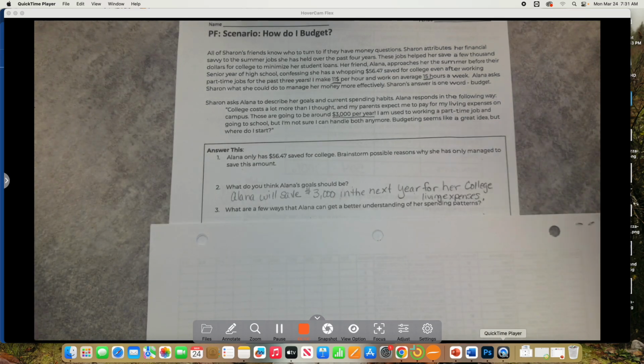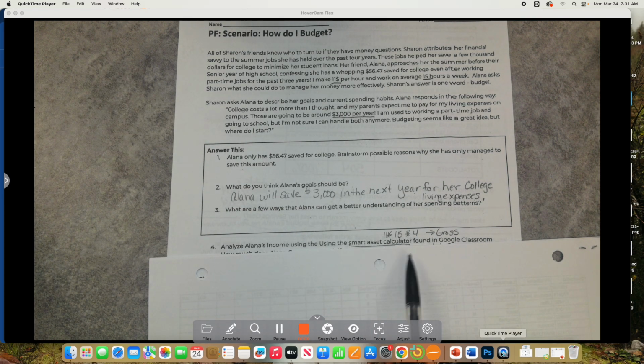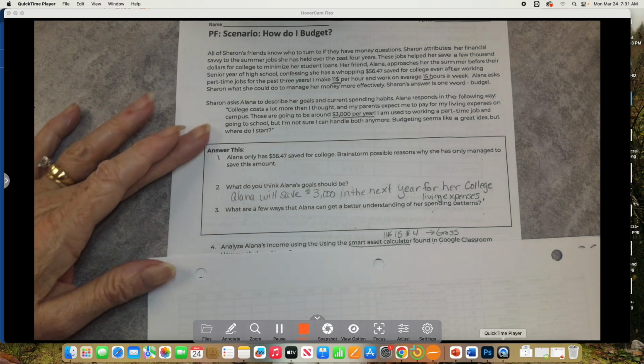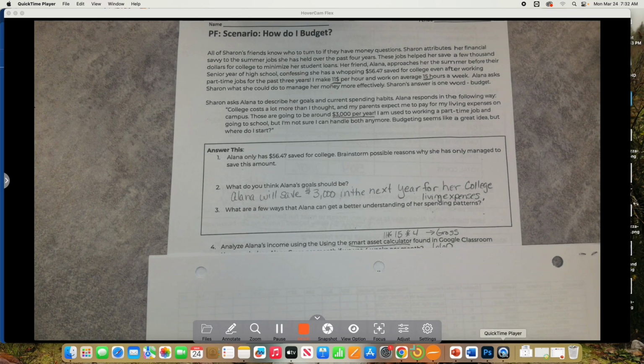What are a few ways that Alana could get a better understanding of her spending patterns? Maybe she's going to budget. She's going to analyze all of her expenses. Next thing we're going to do is analyze Alana's income using the Smart Asset Calculator. But we need to figure out what her gross is.